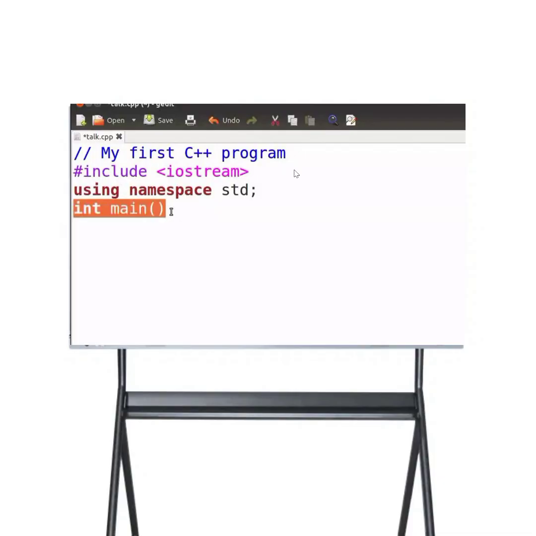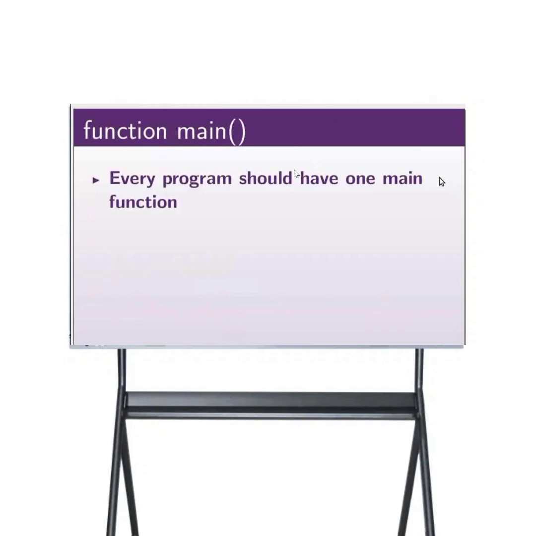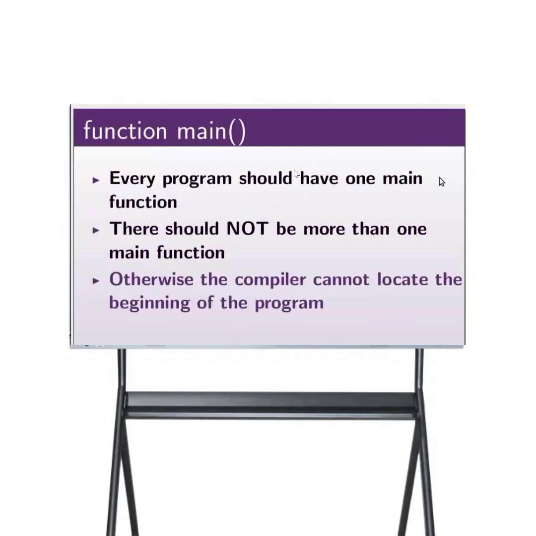Now, let us switch to the slides to know more about the main function. Every program should have one main function. There should not be more than one main function. Otherwise, the compiler cannot locate the beginning of the program. The empty pair of parentheses indicates that main has no arguments. The concept of arguments will be discussed in the upcoming tutorials. Now come back to our program.